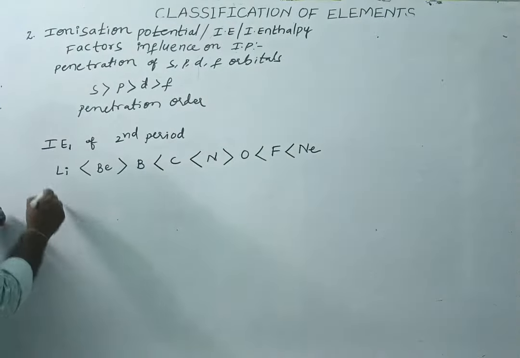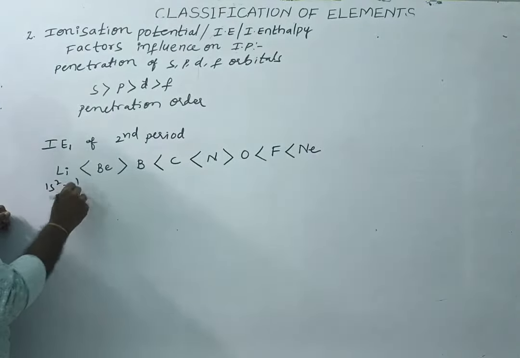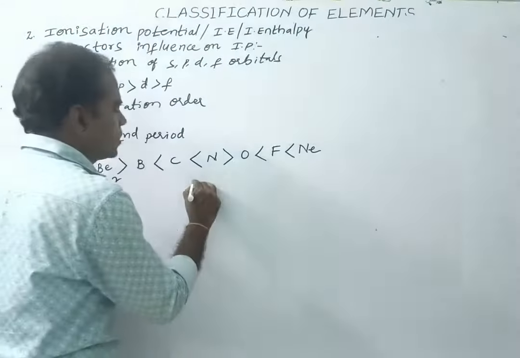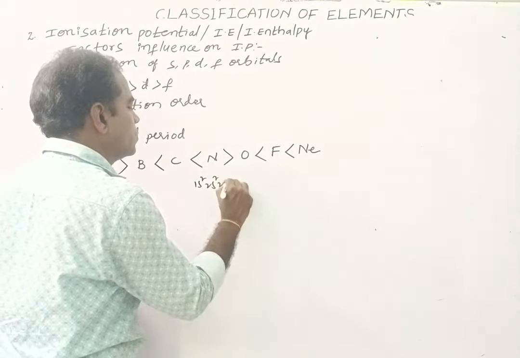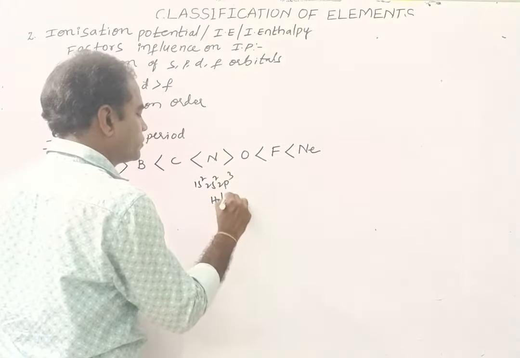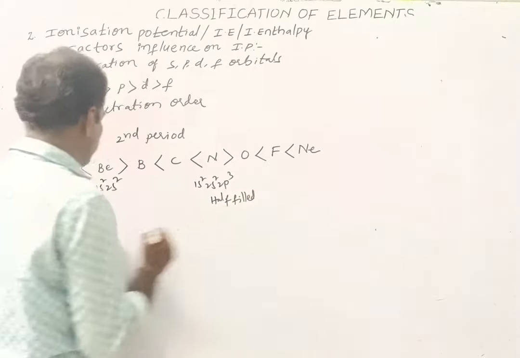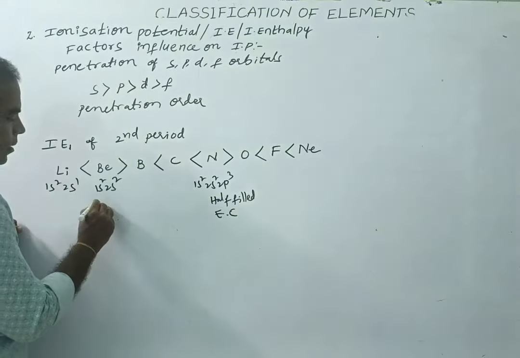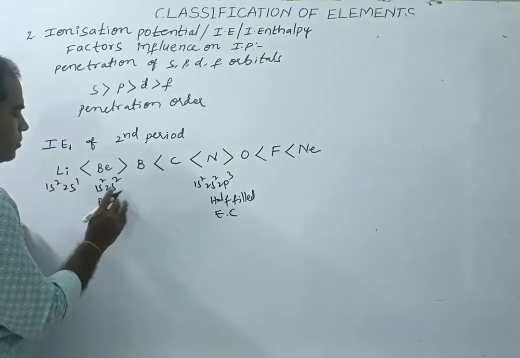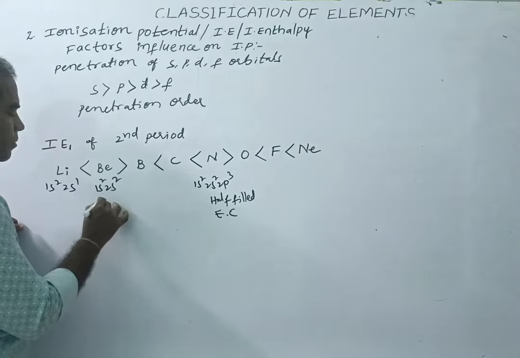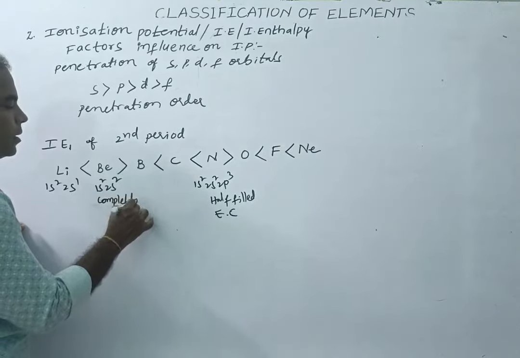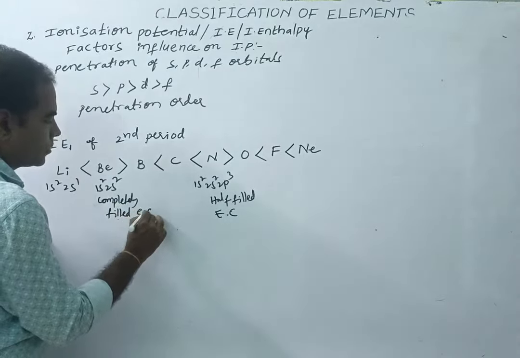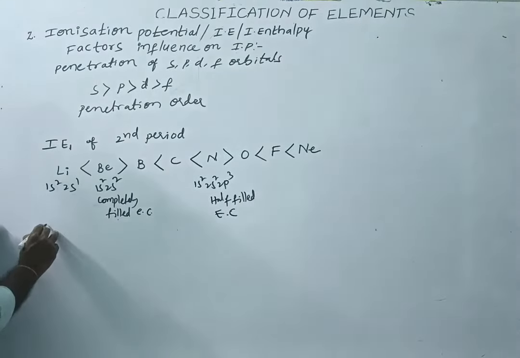Is it clear? That means lithium is 1s2 2s1. Here beryllium 1s2 2s2, paired electrons. Here also nitrogen 1s2 2s2 2p3, half filled. Half filled electronic configuration. Here neon, paired electrons, completely filled electronic configuration. Right? Next, IE2.